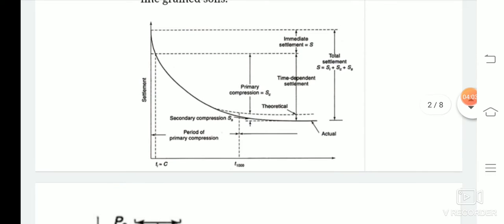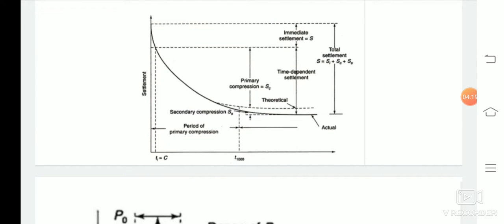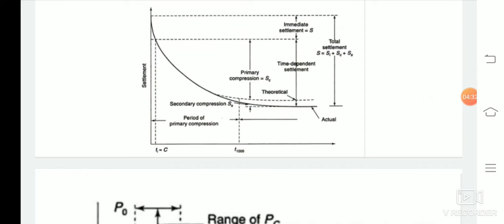Next is the time dependent settlement. As we can see, as the time increases, a settlement graph is achieved where settlement is increasing in a non-linear fashion. So the total settlement after the immediate settlement is over is known as time dependent settlement. Among this time dependent settlement, the first dotted portion falls under primary compression or SC or primary settlement, and the second dotted portion falls under secondary compression. Together, they make the total settlement curve.